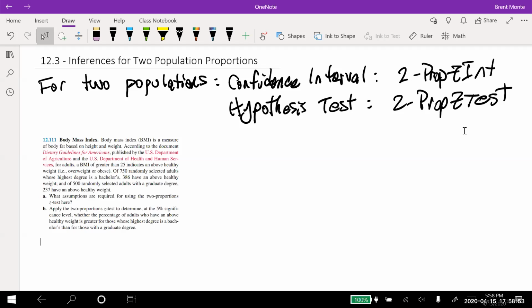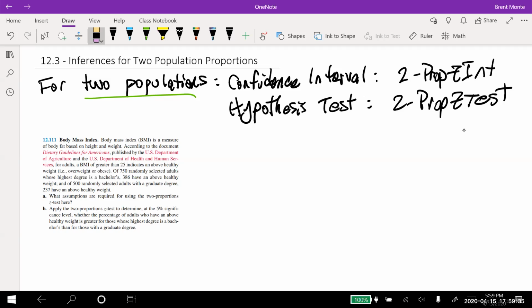So notice there's 2 separate samples. We've got this first sample, 386 out of 750, but then we've got a second sample, 237 out of 500. So 2 samples, so we're comparing 2 populations. All right, that's how I know it's a 2-prop Z test and not just a regular 1-prop Z test. Okay, so now part A, and I kind of wrote over it, so we'll erase that. A says what assumptions are required for using the 2 proportions Z test here.